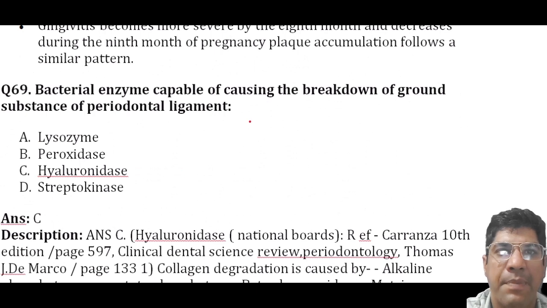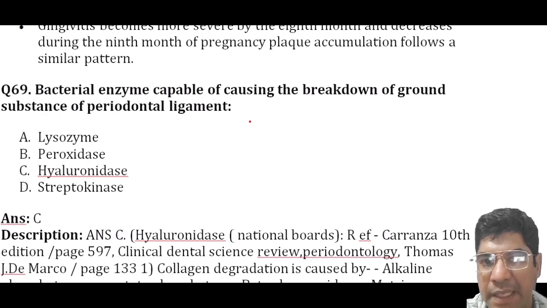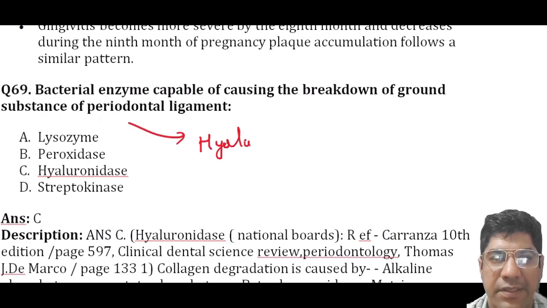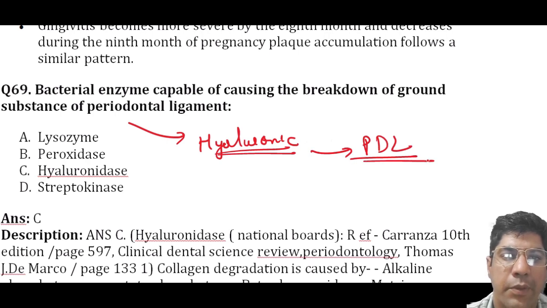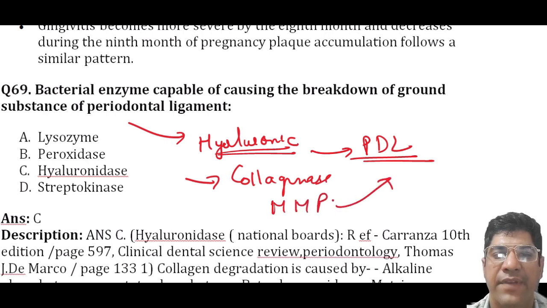The bacterial enzyme capable of causing breakdown of the ground substance of periodontal ligament is the hyaluronidase. So hyaluronidase is an enzyme that is produced by certain bacteria and it is known to degrade the hyaluronic acid, that is a component of the ground substance of the periodontal ligament. So this enzymatic activity can contribute to tissue damage in the periodontal ligament. Other enzymes like collagenase can also play a role in degrading collagen within the periodontal ligament.